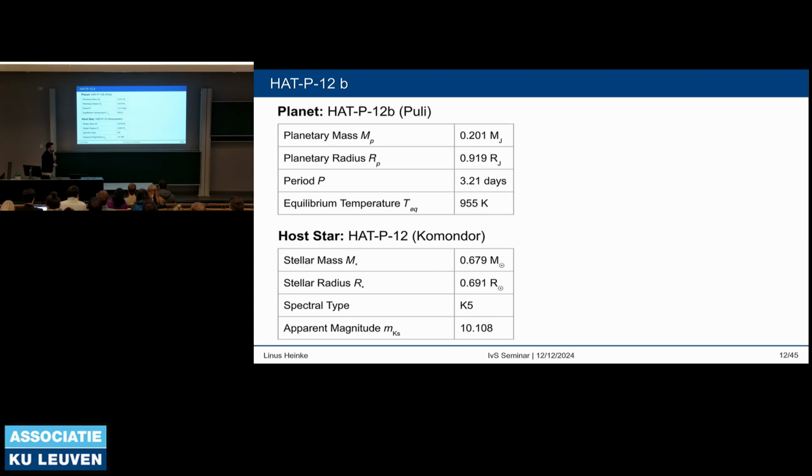I also included these names. They have nice names from the IAU that unfortunately nobody uses in astronomy. So the planet is called Pooley and the star is called Commando, but everybody will just say HAT-P-12b.